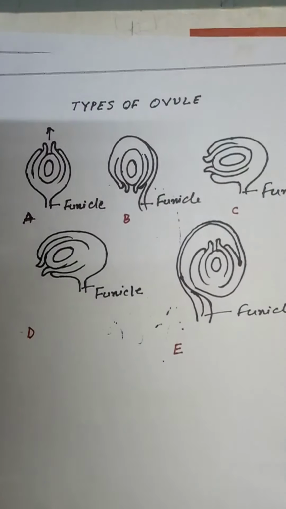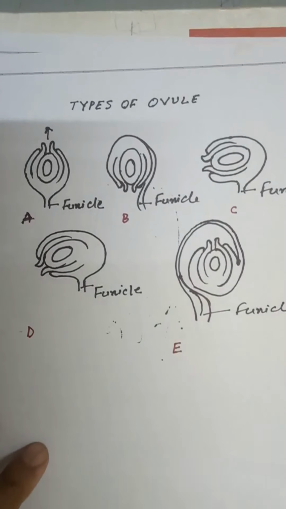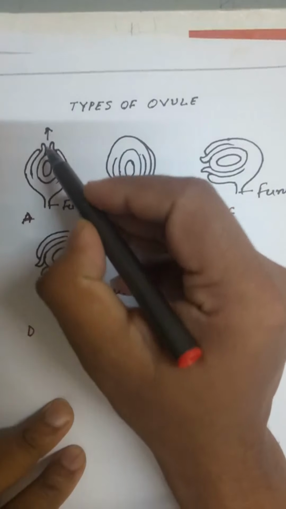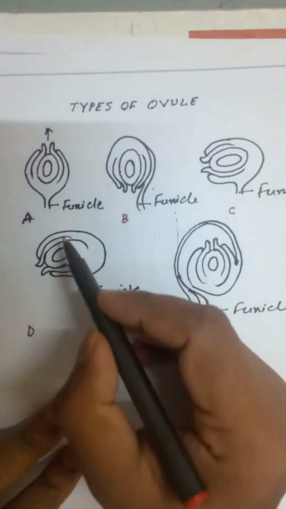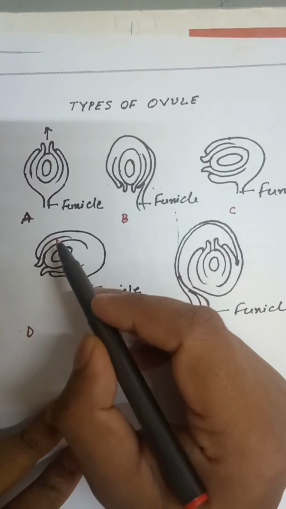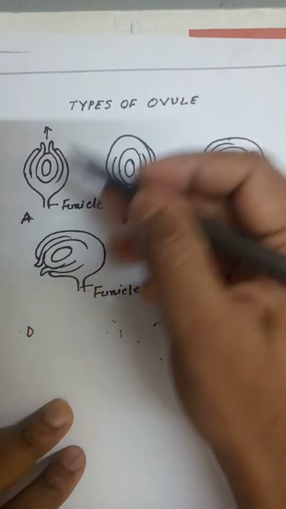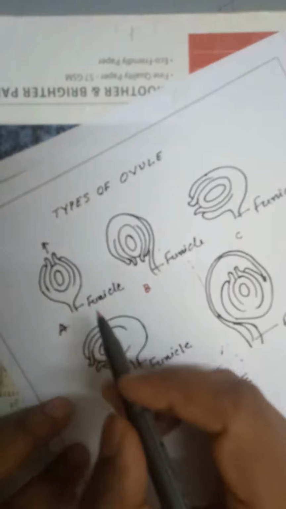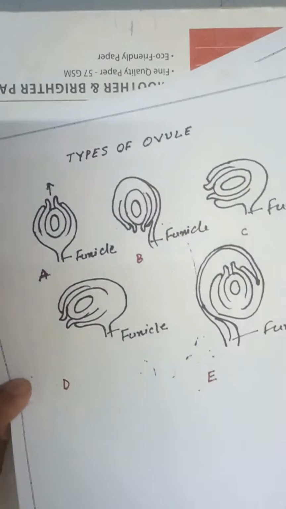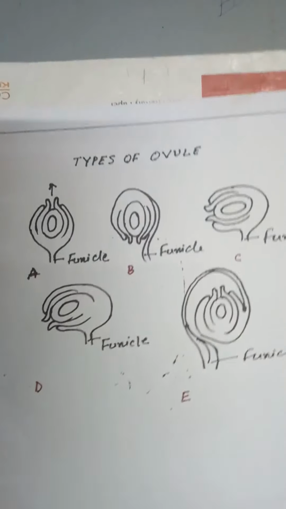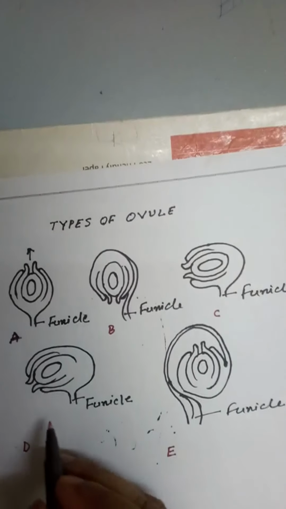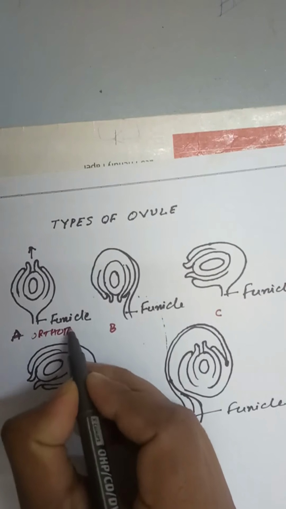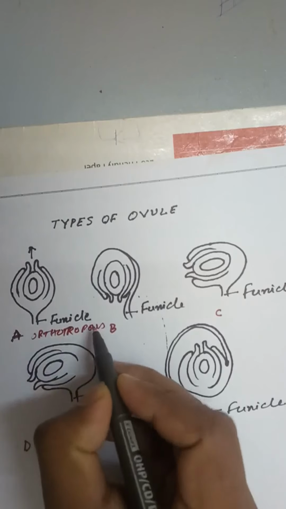If you look at these diagrams, ovules are of different types, students. This is called micropyle, I will tell you afterwards. This is the micropyle. When the micropyle faces upwards, and this is called the funicle, so the funicle is on one side and the micropyle is on the opposite side. When this happens, this is called orthotropous. I will label it here. This is called orthotropous, though not in the syllabus.